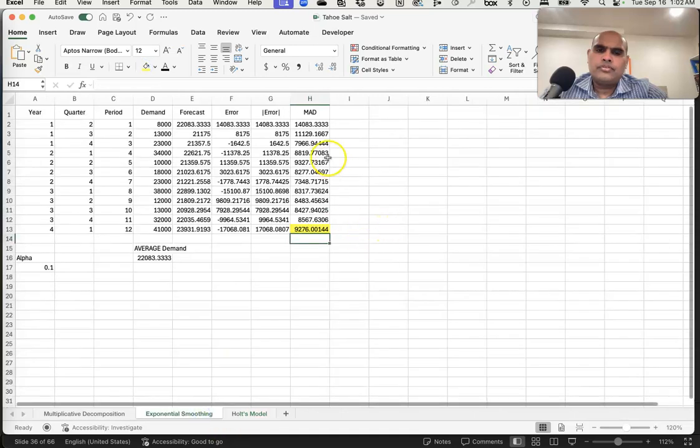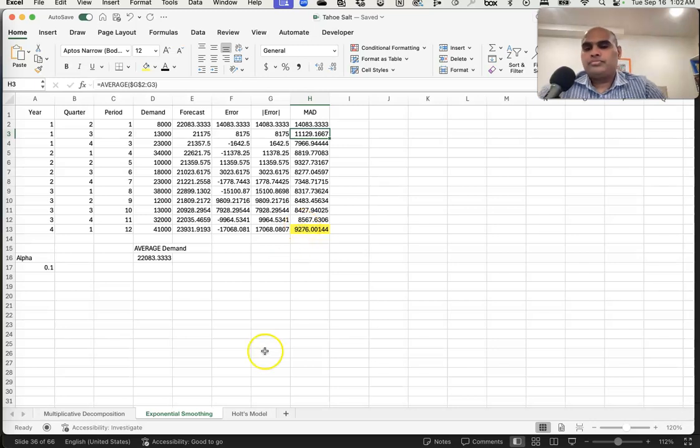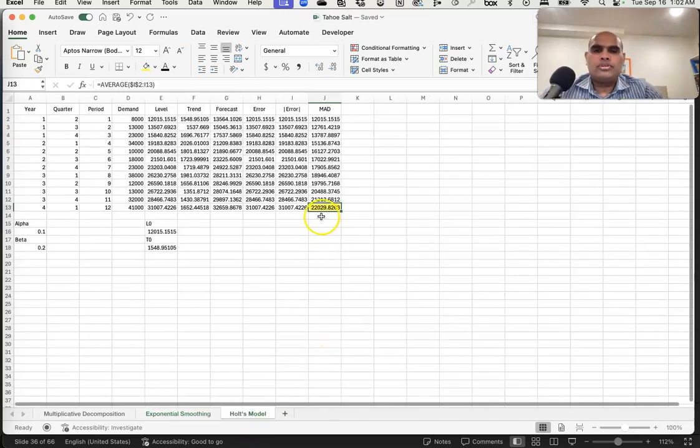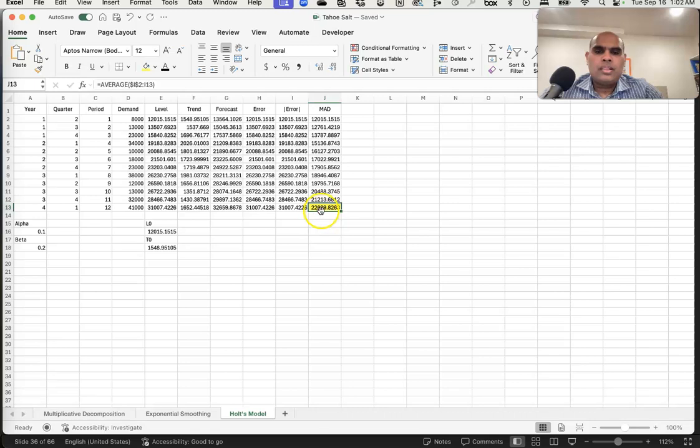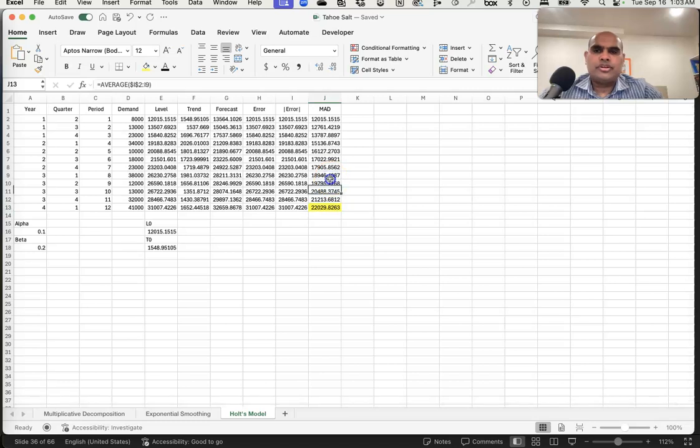Let me make sure I had the formula right here. Yeah. Okay. All right. So that's the Holt's model. You notice the Holt's model has a higher MAD than the basic exponential smoothing method, and that's fine. It means that just capturing trend without seasonality is more destructive than just not capturing anything.